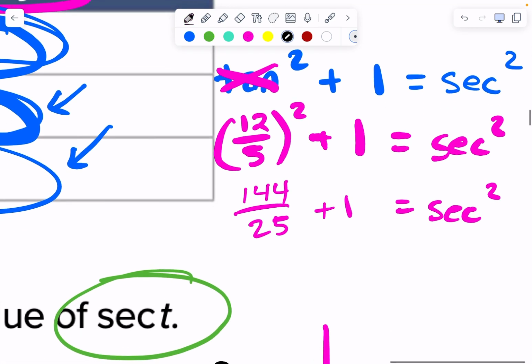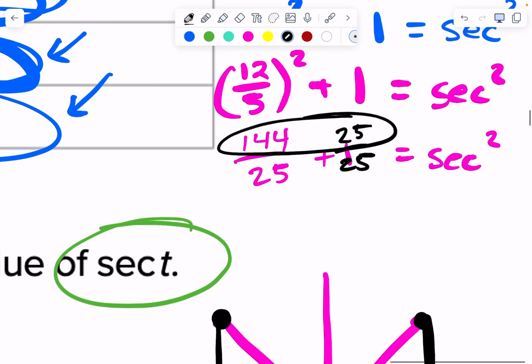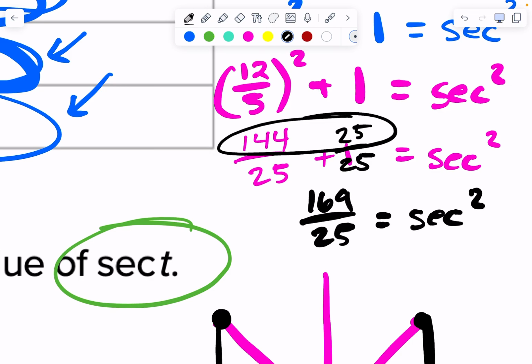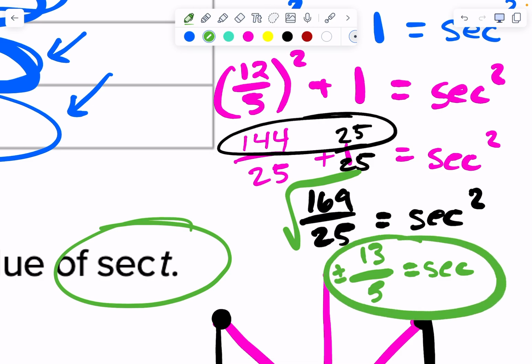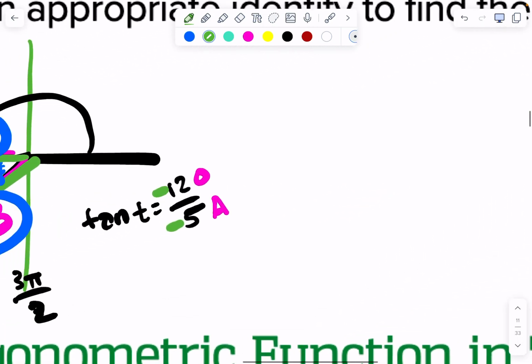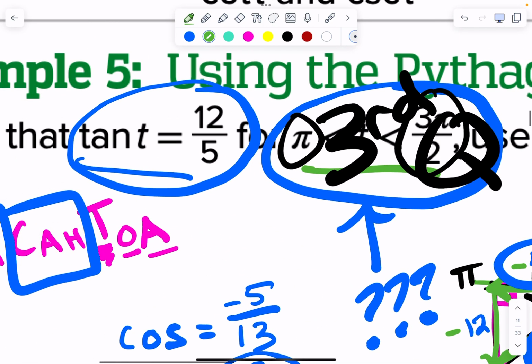If I find a common denominator, 1 will be 25 over 25. If I add these two together, what's 144 plus 25? 169 over 25. That's equal to secant squared. Now, how do I get just secant instead of secant squared? You take the square root, of course. What's the square root of 169? 13. What's the square root of 25? 5. That could be plus or minus, but which one is it? It is minus because we're in the third quadrant.